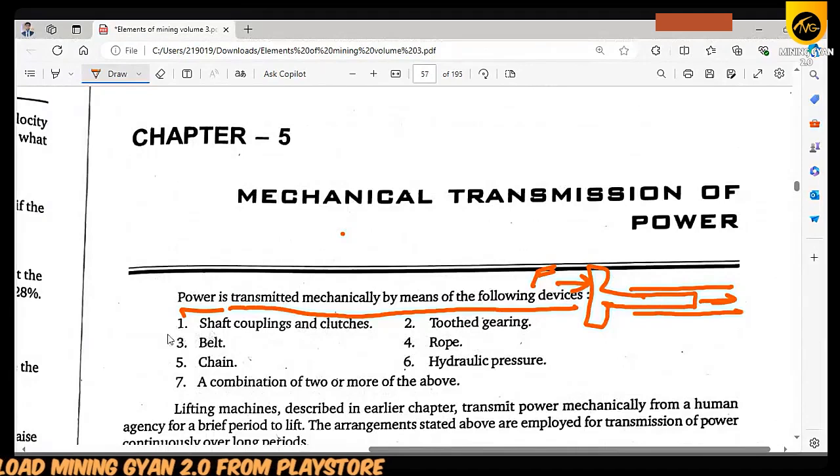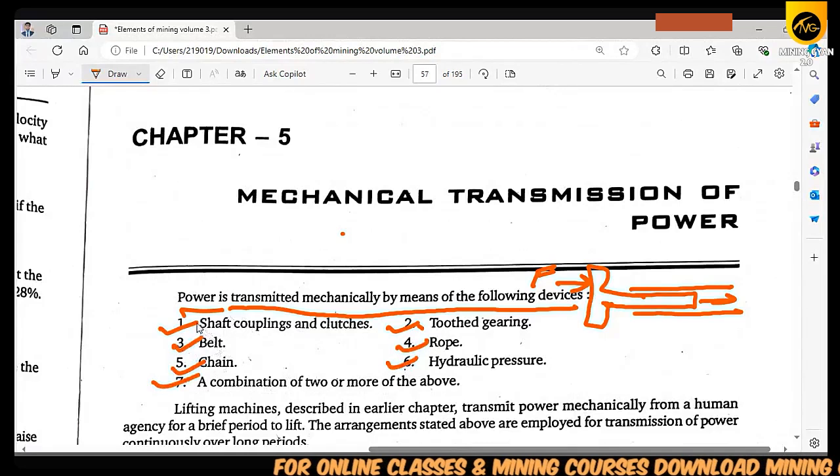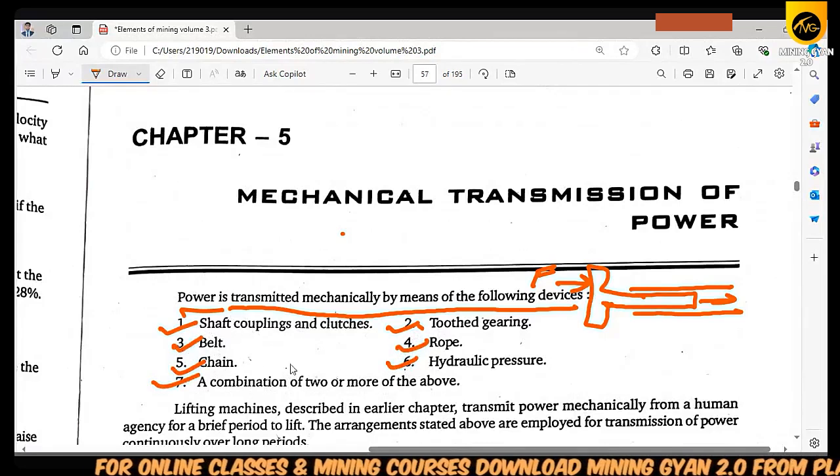The first one is shaft, coupling and clutches. By means of shaft, coupling and clutches we will transmit power mechanically. Second is tooth gearing. Third is belt. Fourth is the rope. Fifth is chain. Sixth is the hydraulic pressure, and seventh is the combinations of the above two, like shaft and tooth gearing, belt and rope, chain and hydraulic pressures. Like this, we can transmit the power.